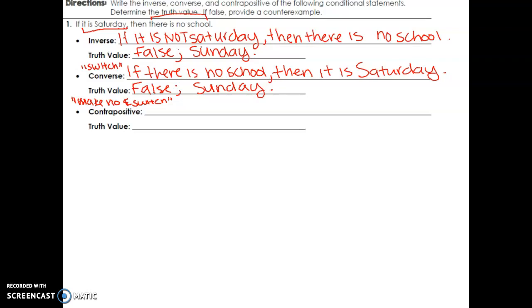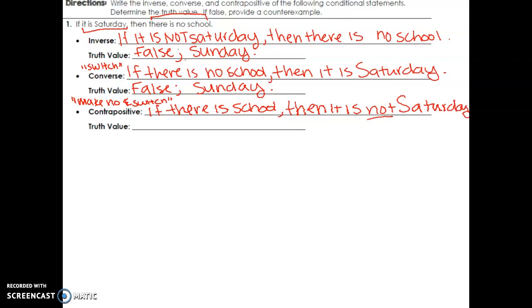So here I will go off based on what I see. So if there is no school, I have to negate that. I have to make it the opposite. So I would say if there is school, then it is not Saturday. Oh my God, what did I say? Then it is not. Remember, because we're negating Saturday.